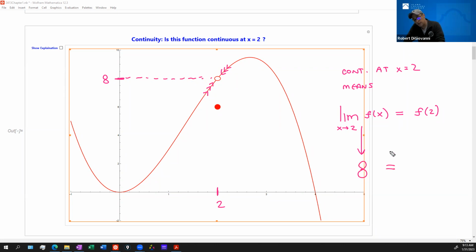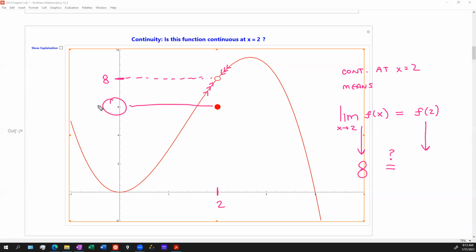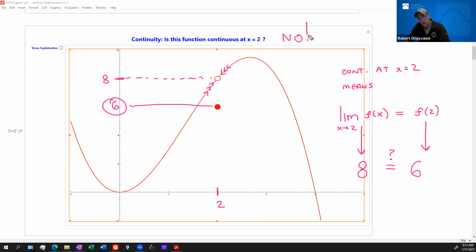And the question is, is that equal to the value of the function at 2? Well, what's the value of the function at 2? 6, right? Are those equal? No. So is this continuous at 2? No, right? We need to have those two things equal to one another. I didn't put this on the other one. The answer here is no. On the previous one, it was no. Let's look at another one.